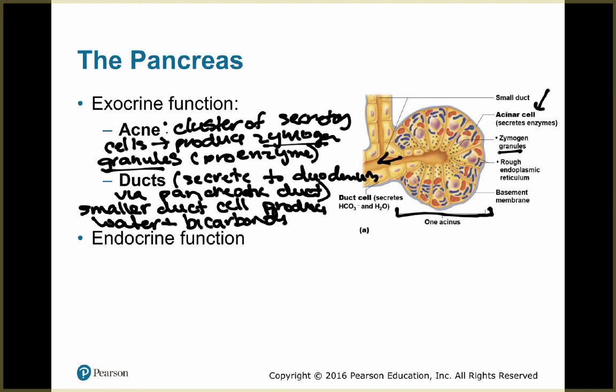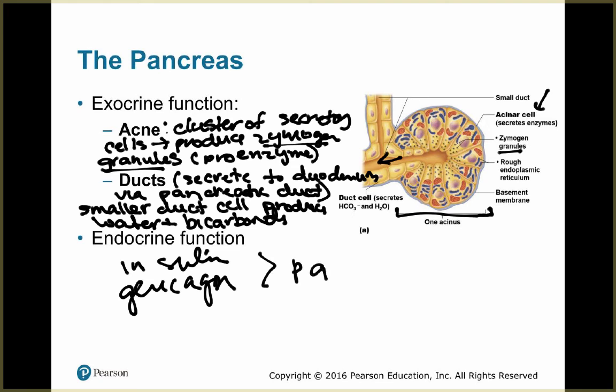Now they do have an endocrine function because it secretes both insulin and glucagon. And these are made by the pancreatic islet cells. And so you can see these small duct cells that create the bicarbonate and water are there as well. And these are the larger ones that help to secrete the actual enzymes that we're going to use to digest.